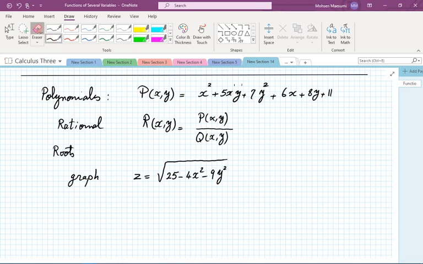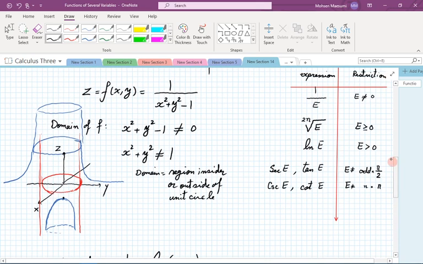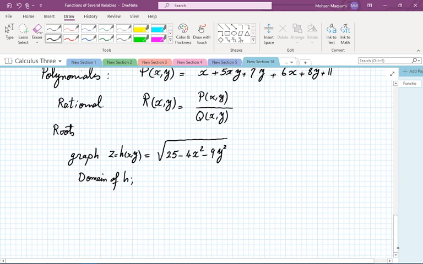So let me also give this one a name, z. Let's call this thing, say, h of x and y. And then the first question is, what's the domain of h? What do you think I should do first? He said, with square root, you need to have what? Square root, the radicand has to be non-negative. So I need 25 minus 4x squared minus 9y squared to be larger than or equal to 0.